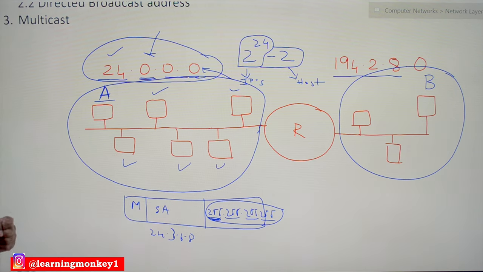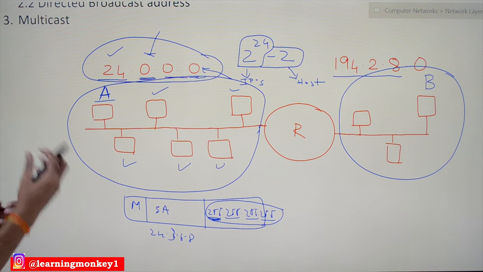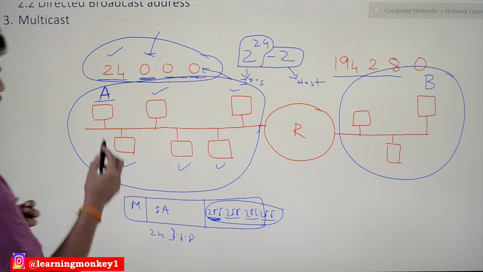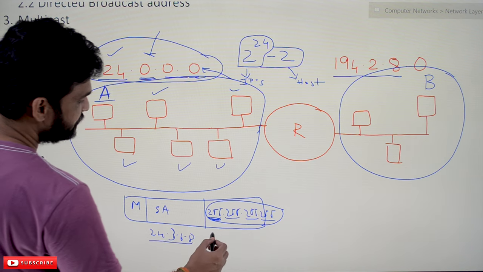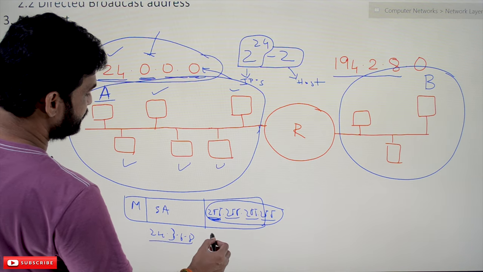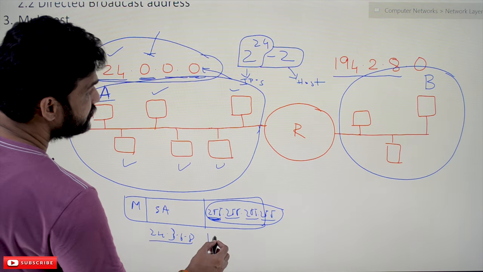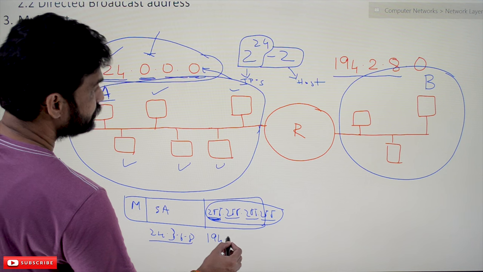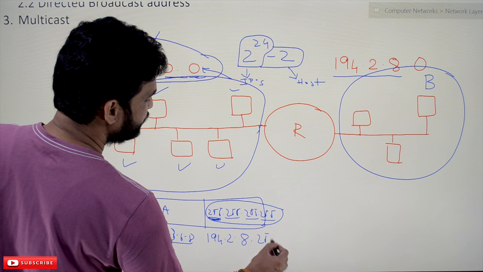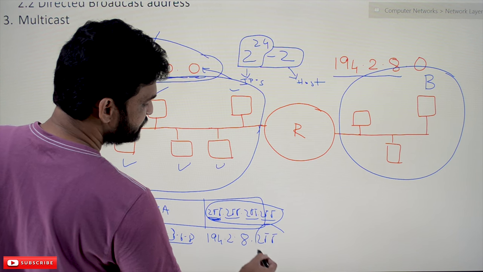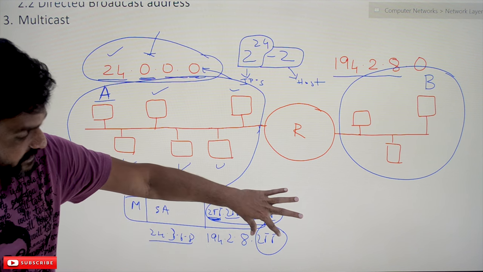So what is the address that is provided in the directed broadcasting? How will the address be? Okay, so the source address is this address, and the directed broadcasting destination address is 194.2.8.255. So this 255 states that this is the address of directed broadcasting.